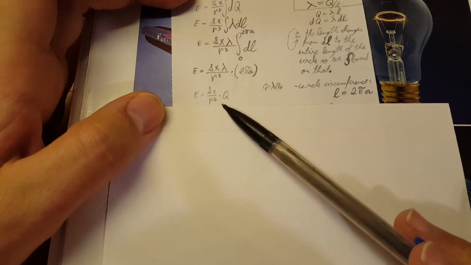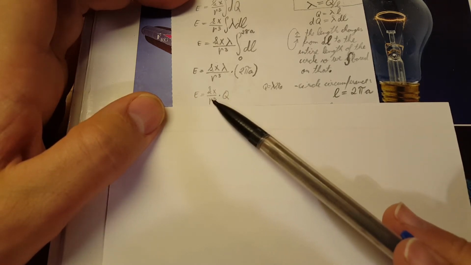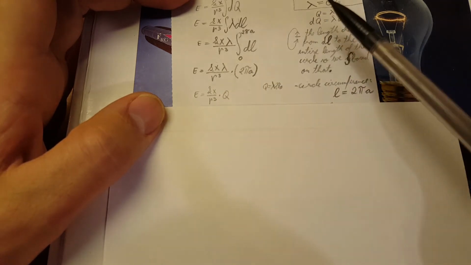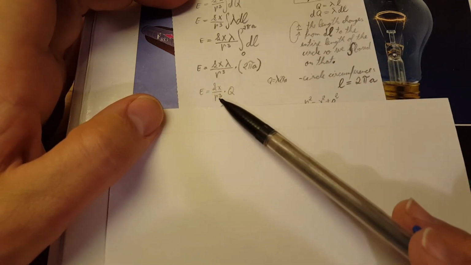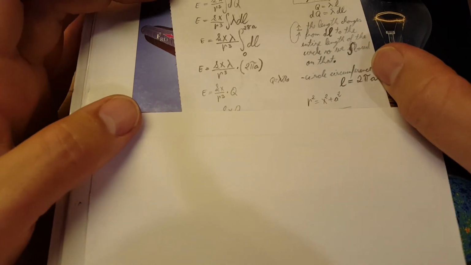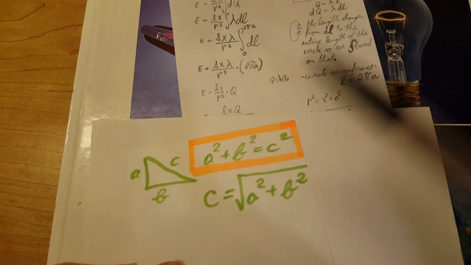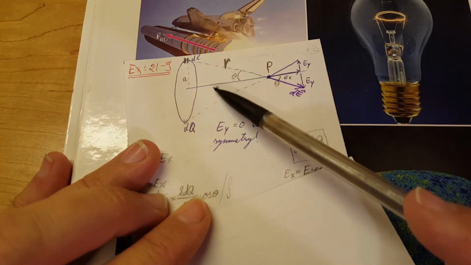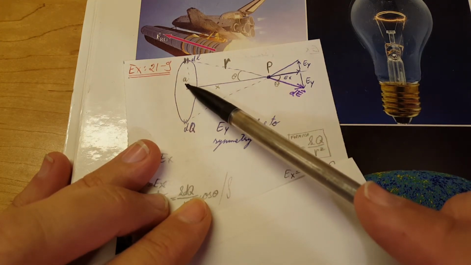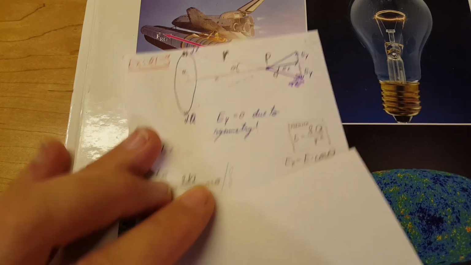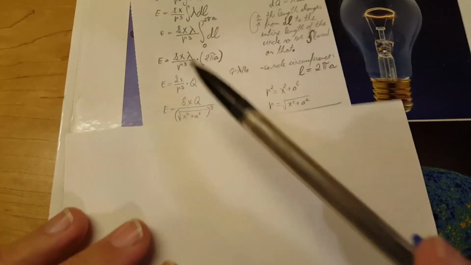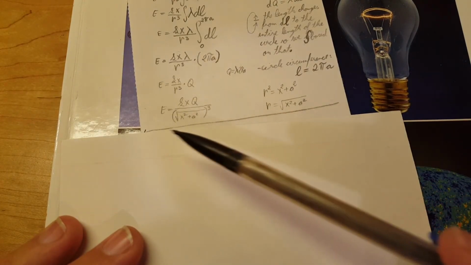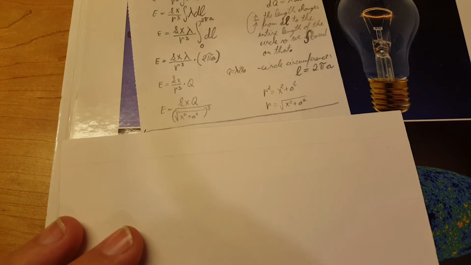If we wanna go further and replace the r, the hypotenuse, with different values, we can continue by using the Pythagorean rule, this one, and simply replacing r with the square root of x squared plus a squared. From this triangle, we're replacing r with x squared plus a squared under the square root. And there you have it. This will be our final result. This is what the book also works it out to.